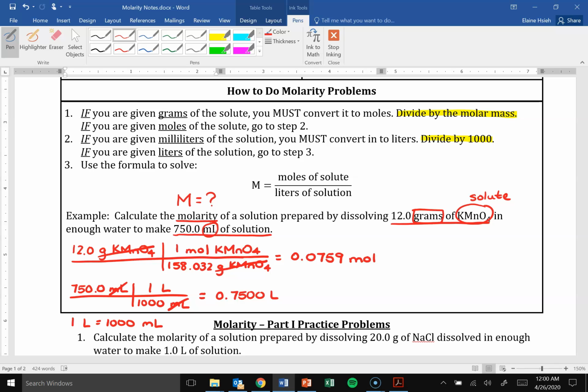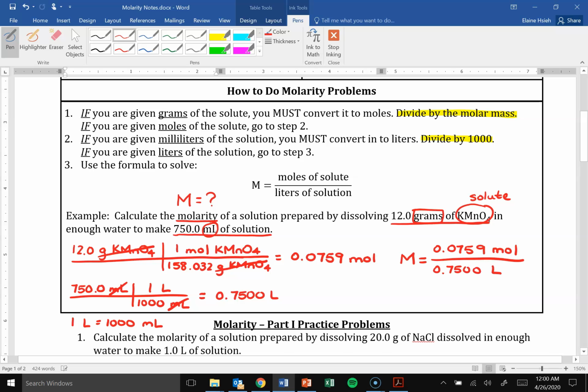And so now I just need to plug these two numbers in to the molarity equation. So the molarity is equal to 0.0759 moles divided by 0.7500 liters. All right, go ahead and put that into your calculator. And we're going to round to 3 sig figs because that's the least number of sig figs we have in the problem.